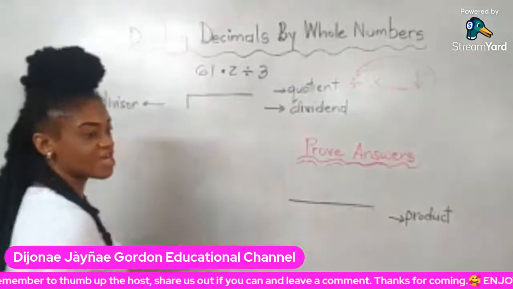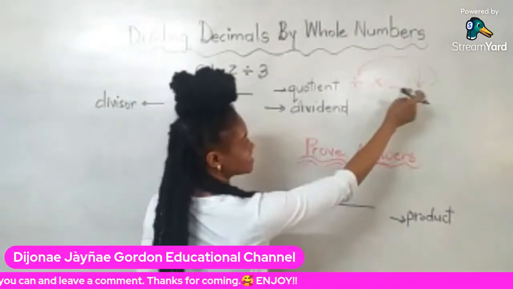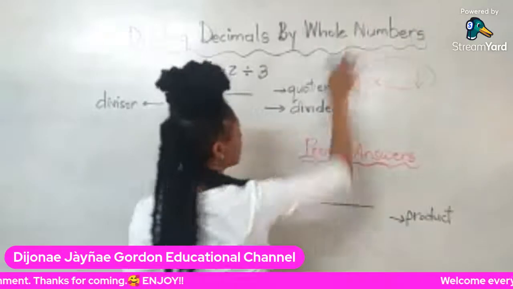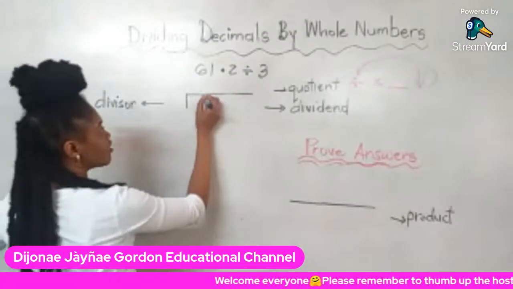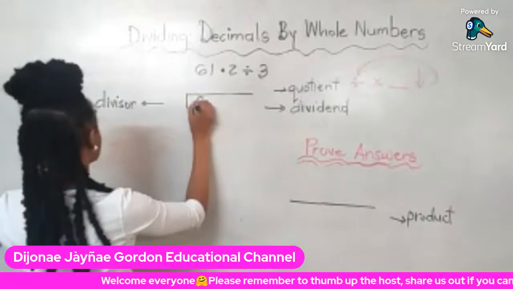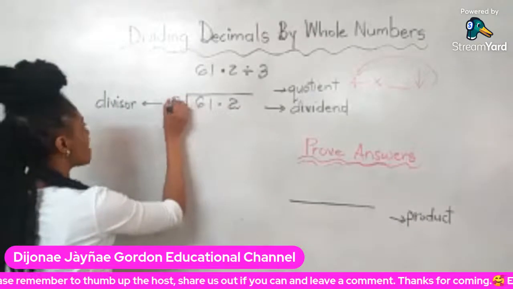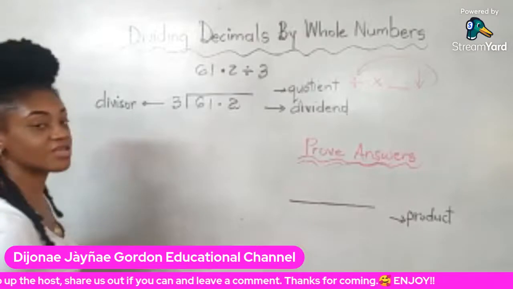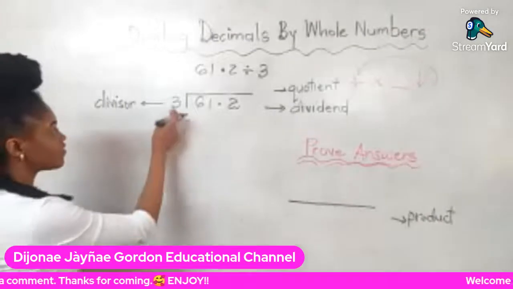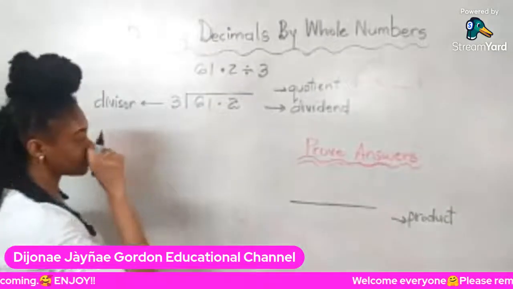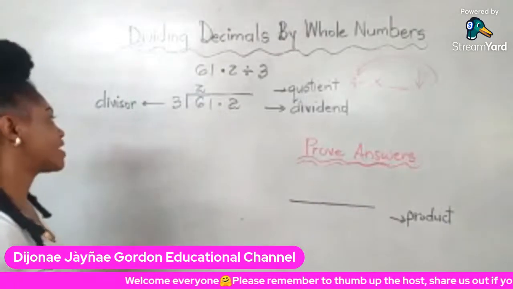What is the first thing we are going to do? We're going to divide, then multiply, then take away, carry down, and start all over. First, we're going to write our dividend, which is 61.2, and our divisor, which is 3. How many groups of 3 can we get from 6? We can only get 2 groups.